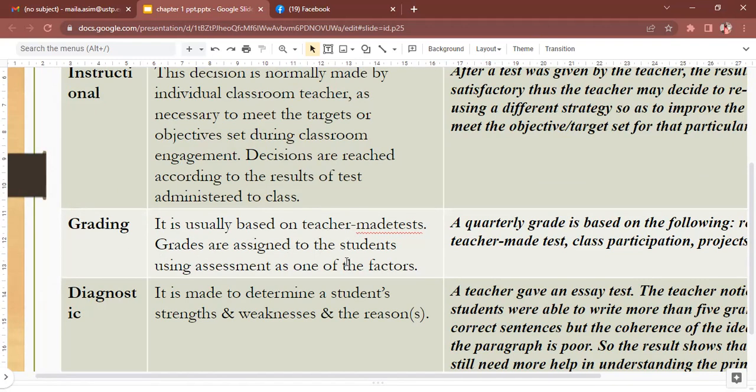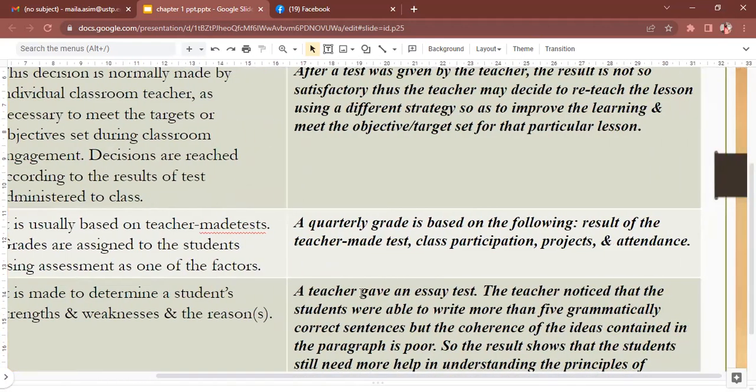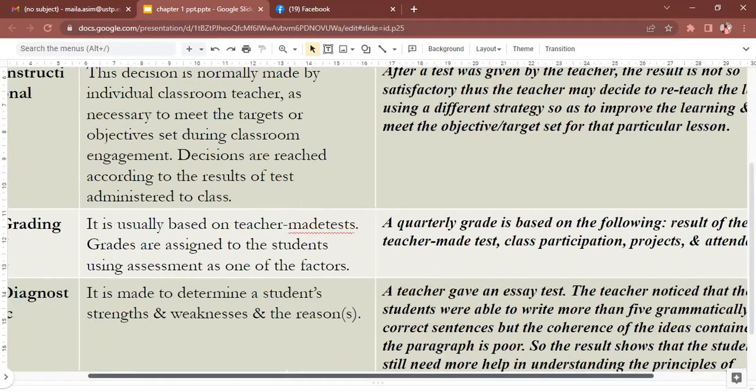Grades are assigned to the students using one of the assessment factors. So there are criteria and rubrics as the basis, and then the scores or grades on the side, so that it would be easier for them to grade the student. So our quarterly grade is based on the following. For example, results of teacher-made tests, class participation, projects, and attendance. Another example is here in USTP. We have the class standing performance of students: the quizzes, the seat works, the exams, and the projects. So after that, the grade that is generated can be considered as grading.